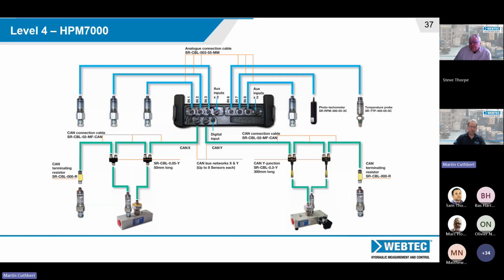Here you can see the modules in the top. At the back, they're connected in with the blue lines. They're the analog sensors coming in. And then at the bottom, you can see the green lines going into the CAN network. As you can see there, multiple sensors going in. It could be a lot more than that if required.